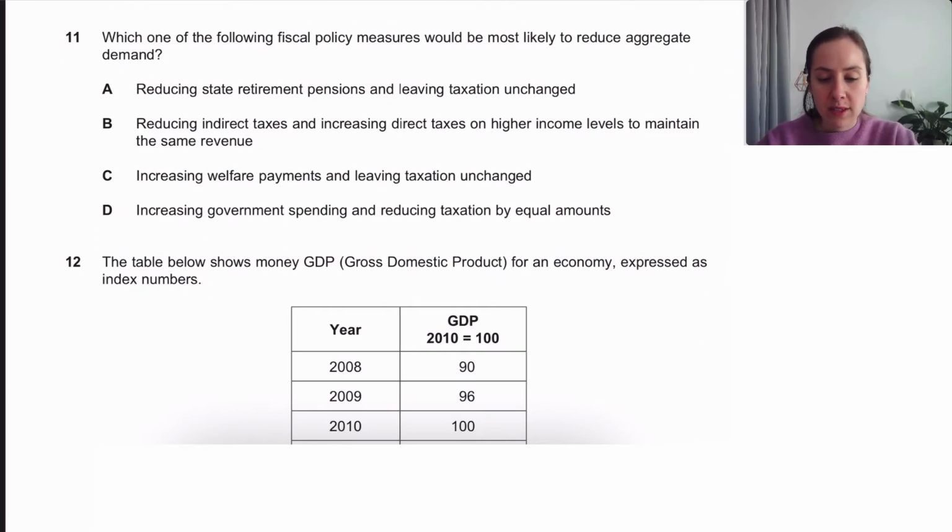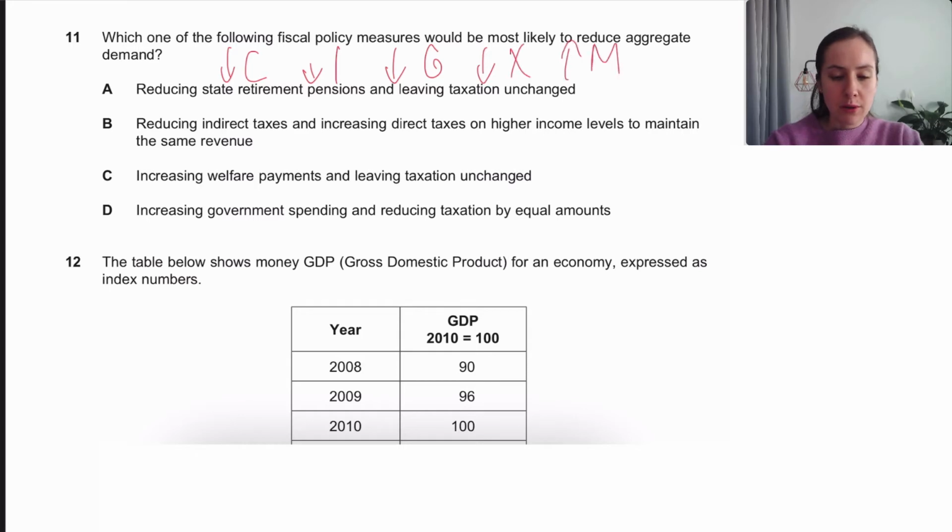Which of the following fiscal policy measures would be most likely to reduce aggregate demand? To reduce AD, I need less C, less I, less G, less X, or more M. And fiscal policy specifically is about taxes and government spending. So I'm looking for something that decreases government spending or increases taxes, because that would mean if you tax households more, if you tax businesses more, they're going to consume less. So everything might sound convincing, but I'll try and filter through it.